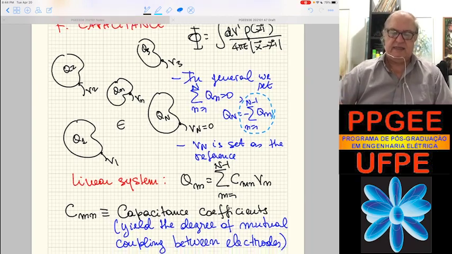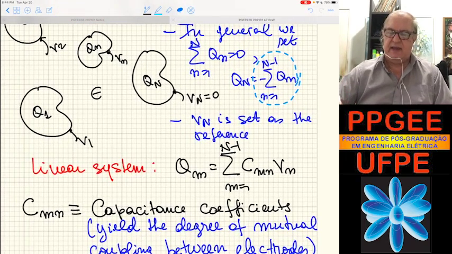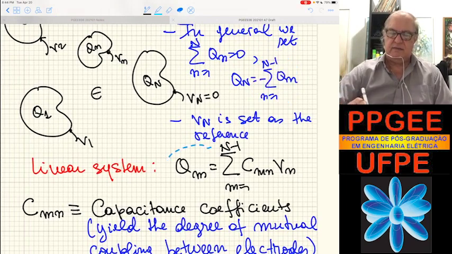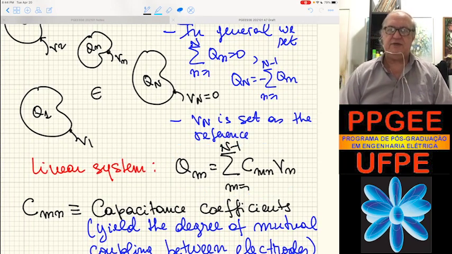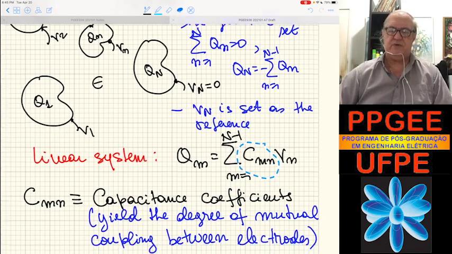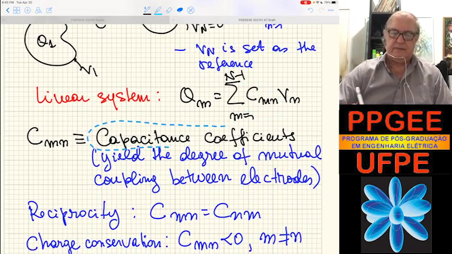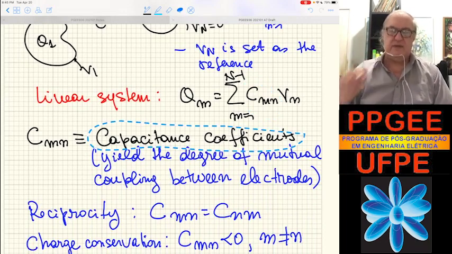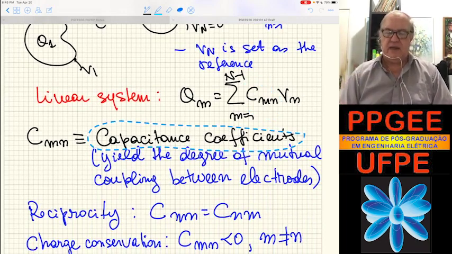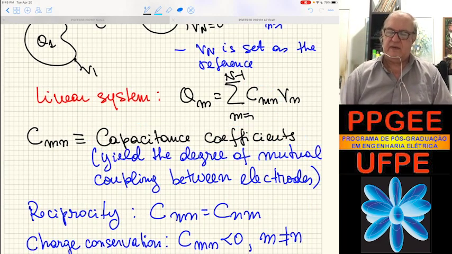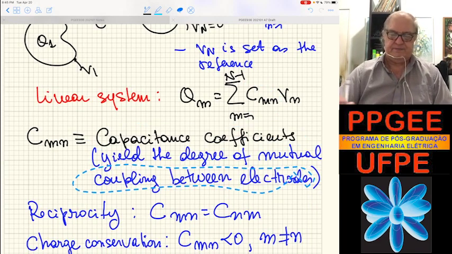So if you have a linear system, the charge on the remaining N minus 1 electrodes is going to be a linear function of the potential of those electrodes relative to the reference one. And those coefficients of proportionality are called the capacitance coefficients, right? Those yield the degree of mutual coupling between electrodes in a system.